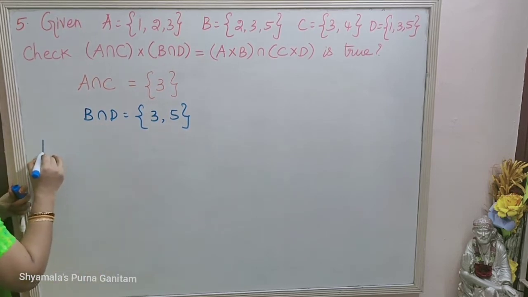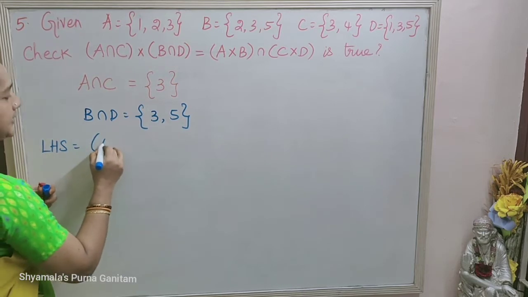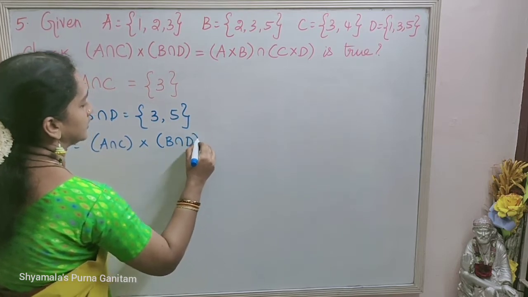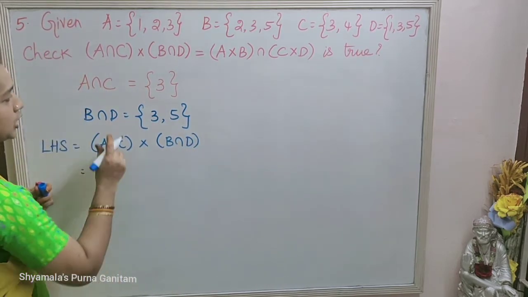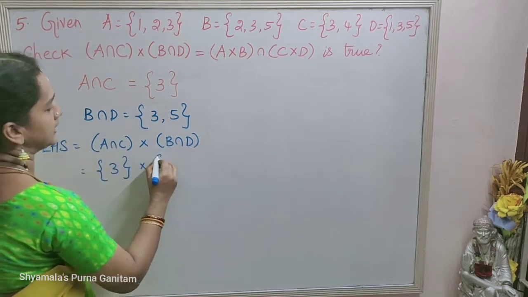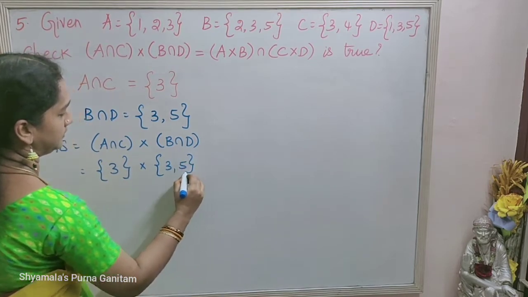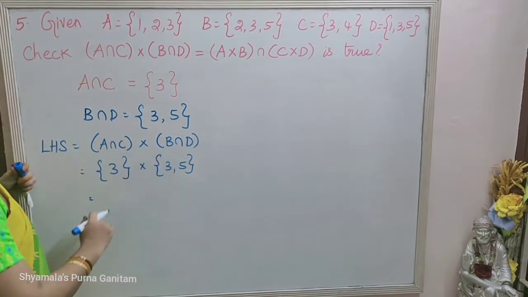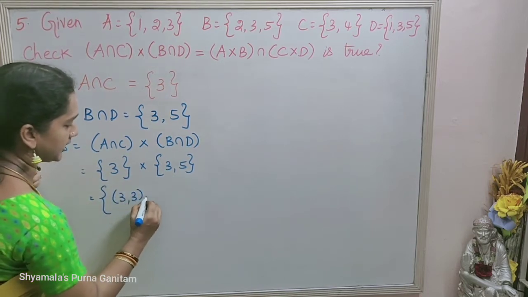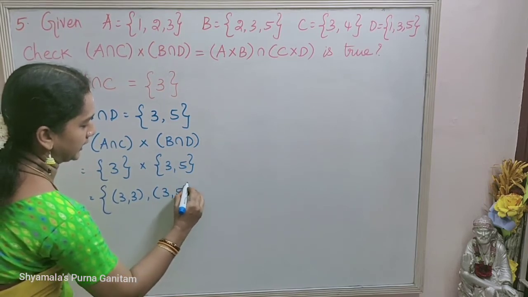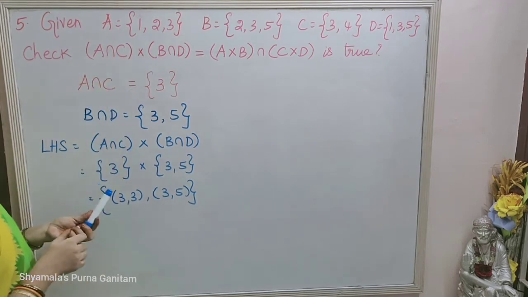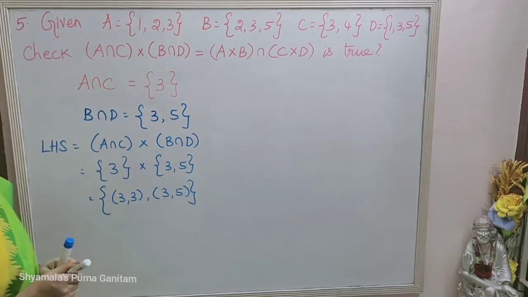Okay. So LHS is given as A intersection C cross B intersection D. So we will substitute whatever elements we got for A intersection C, that is {3}. Then the next one is {3, 5}. Now we will find the cross product of both these. First is (3, 3). The next one is (3, 5). So only 2 ordered pairs we will get for this. Okay, so this is for LHS. The same procedure you will be doing for RHS also.